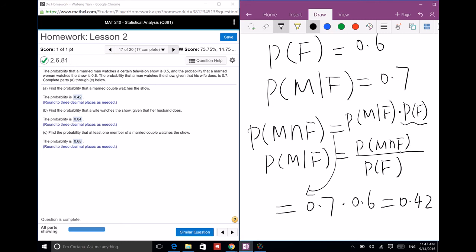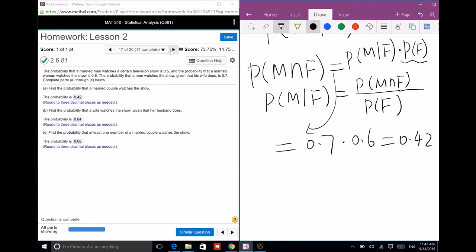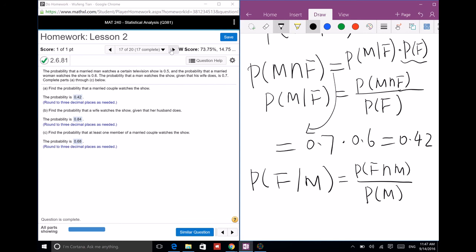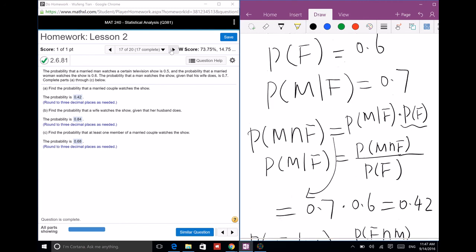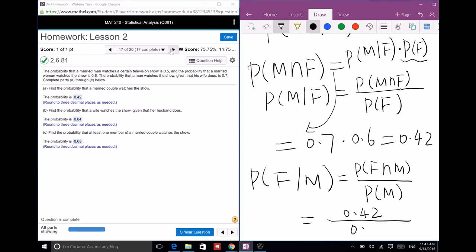Okay. The second one, find the probability that the wife watches the show given that the husband does. So it's the probability that the wife watches given that the man watches. You know the formula: both of them watch first, divided by the probability that the man watches. It's a division. And you plug it in. Both of them watching is 0.42, and the probability of the man watching is 0.5, and this gives you 0.84.